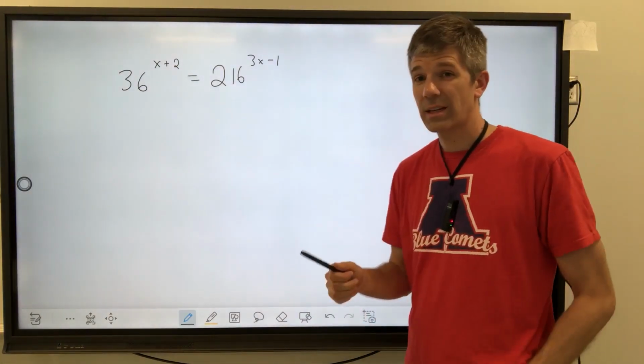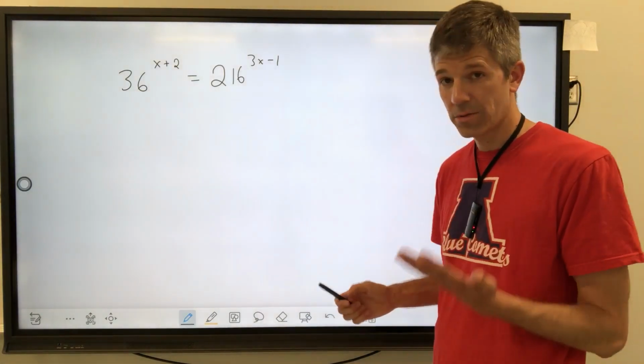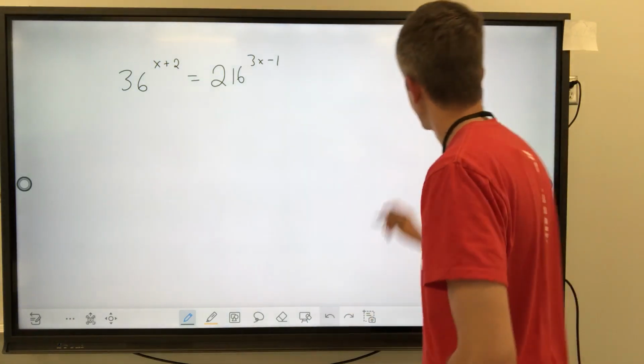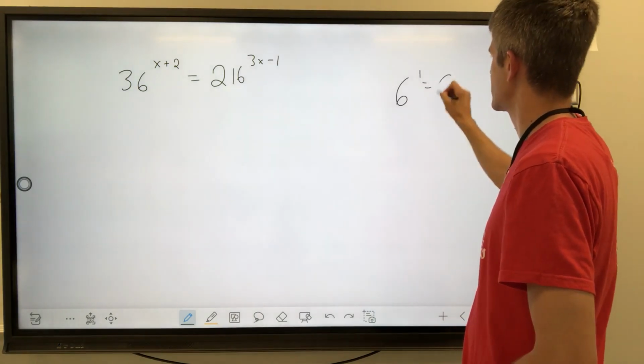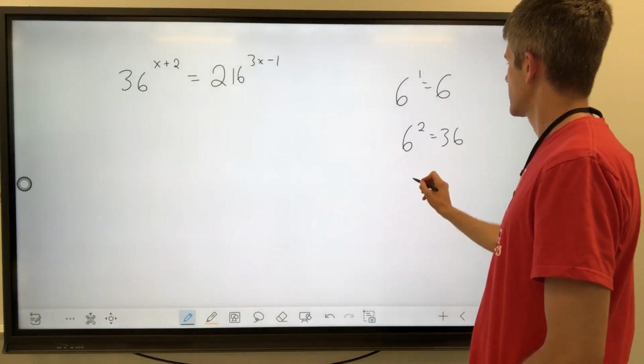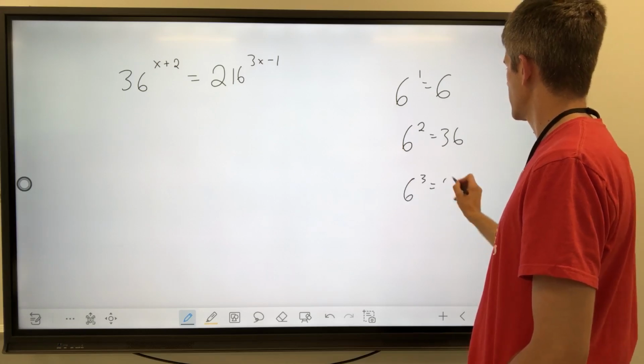36 and 216, they are on the back side of these notes, in the 6 column. 6 to the 1 is 6. 6 to the 2 is 36. 6 to the 3 is 216.